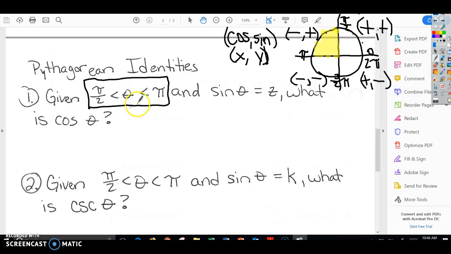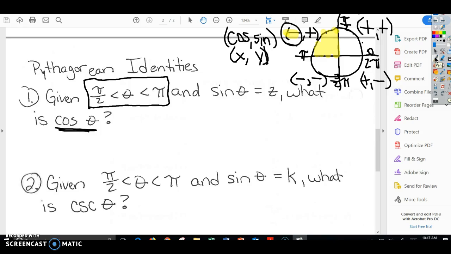So that gives you a little bit of an idea of what they're talking about here. We're talking about this quadrant, quadrant 2, and we know that the cosine in that quadrant will be negative and the sine will be positive. So if we're given the sine, what is the cosine? We know the cosine in quadrant 2 is going to be negative. You may go ahead and look at the answer choices. If it's multiple choice, you may be able to figure that out.